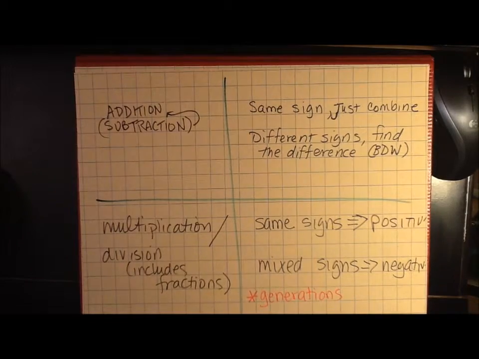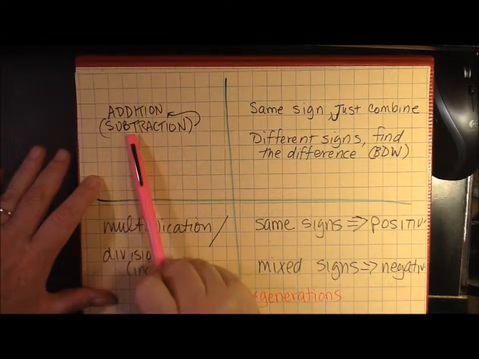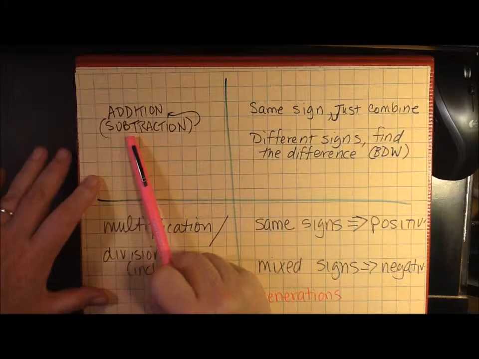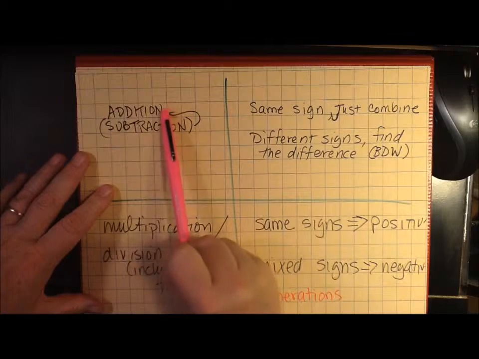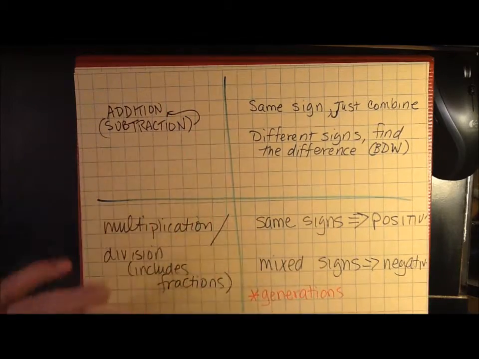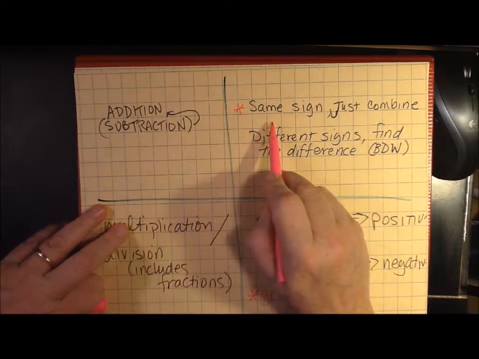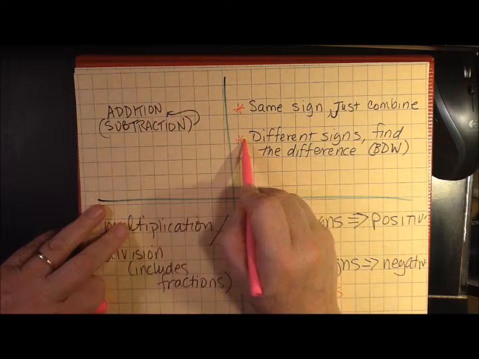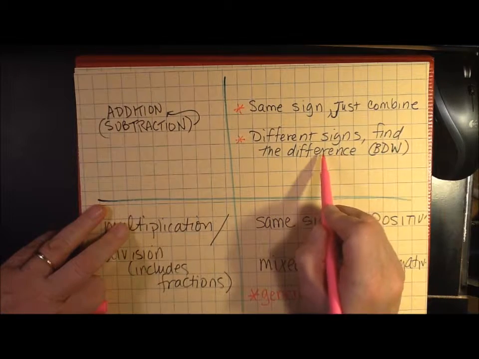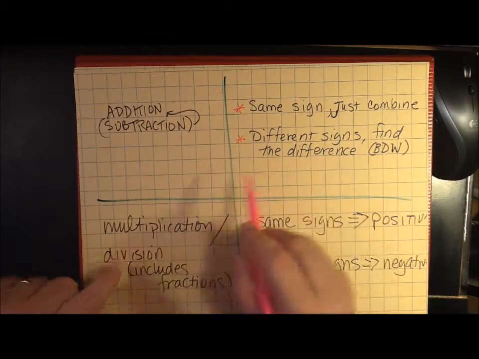rules of the road. We've already talked about addition and subtraction when there are positive and negative numbers involved. And remember, if it's subtraction, you're going to turn it into an addition problem. Here, if the signs are the same, just combine. Same sign, just combine. If the signs are different, you're going to find the difference. And remember, the big dog wins.